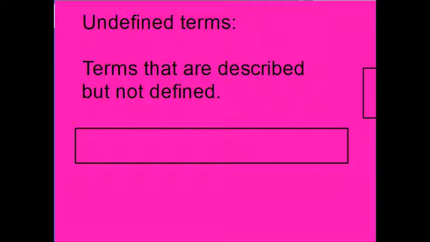Alright, now let's talk about undefined terms. Undefined terms are terms that are described but not defined. We'll see in honors geometry, a lot of terms that we end up encountering are going to be undefined terms. We really can't put the restrictions for definitions on them, but we can talk about them and discuss them.